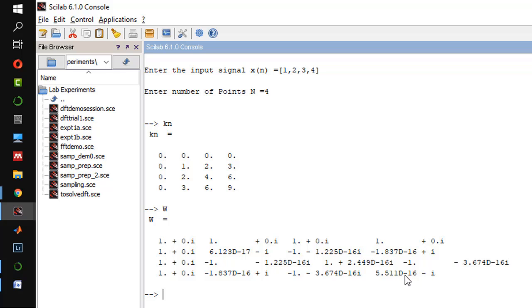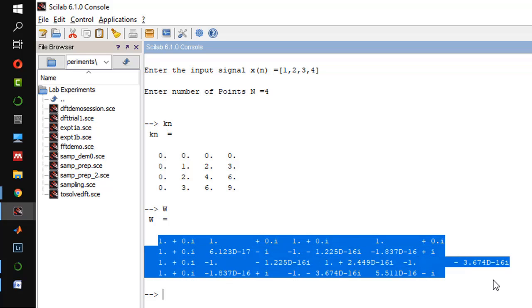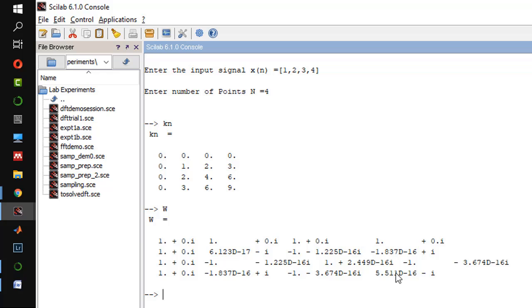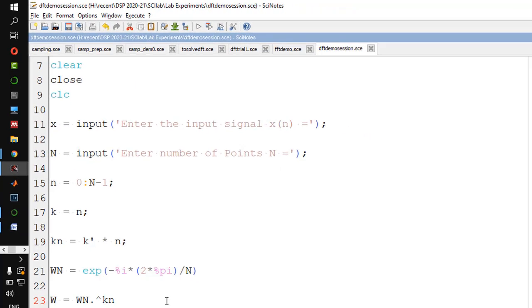So this was minus j, this was minus j, this was plus j, this was plus j, and minus 1, minus 1, minus 1, minus 1, and in the middle it was 1. Okay. If you look at this matrix, you get the same kind. So this is nothing but the 4-point DFT matrix. Once I get the 4-point DFT matrix, how do I find the DFT? I just have to multiply that 4-point DFT matrix with the input sequence x of n, so that I get my DFT.